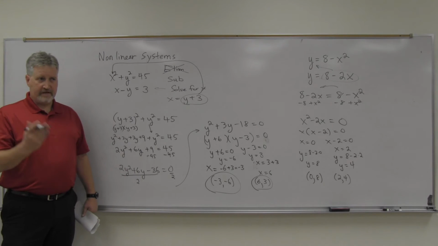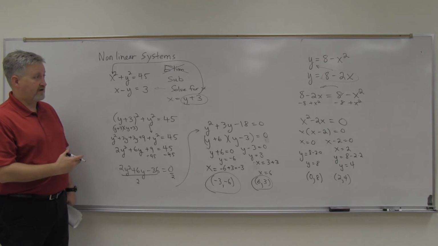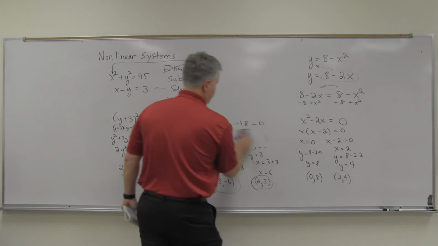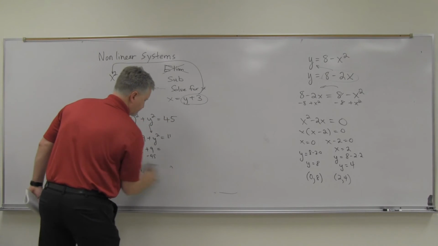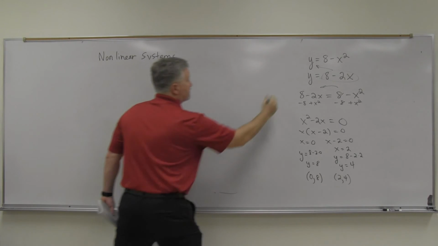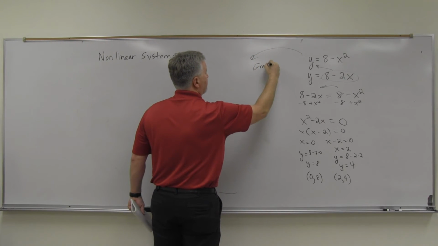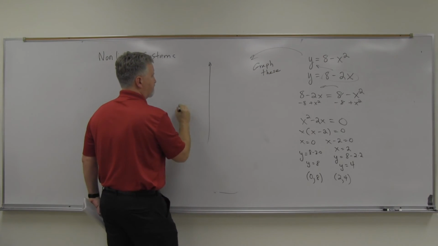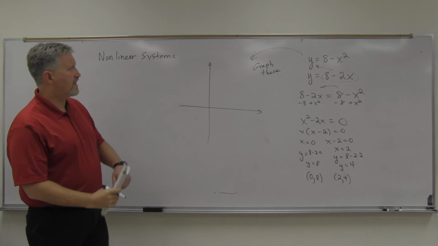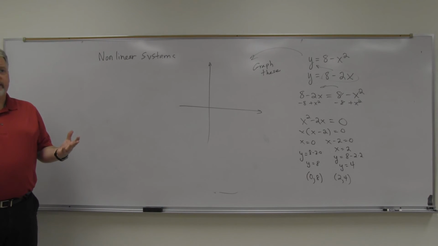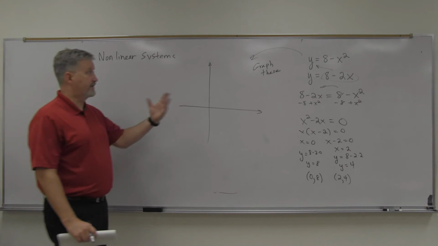Now, the reason I bring this one up is to talk about why there are two solutions here. Well, if we look at the graph of these equations, see if we can figure this out. What is that top equation? y equals 8 minus x squared. So second degree quadratic equation. What shape do those have? Parabola. So I got a parabola here.